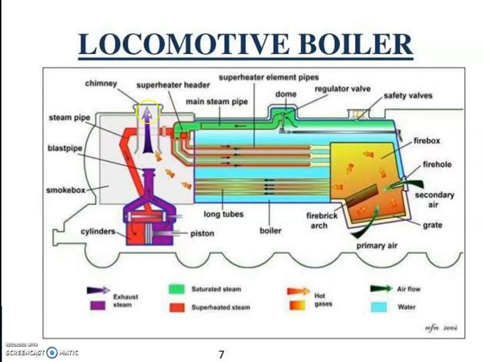The chimney draught would be very high, but in locomotive boilers we have to change the design artificially. Here the primary air enters the grate surface area. The grate is built in with the draught. The primary air is controlled and enters the combustion chamber. The pressure of the steam enters the dome, and accessories and mountings are present: the regulator valve, safety valve, superheater element pipe, main steam pipe, superheater header, chimney, steam pipe, blast pipe, smoke box, and with the help of the steam we operate the steam engine.